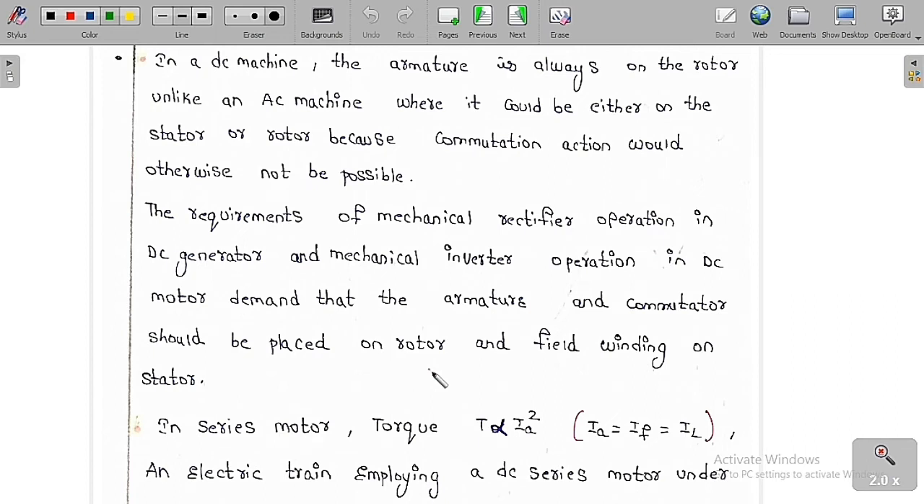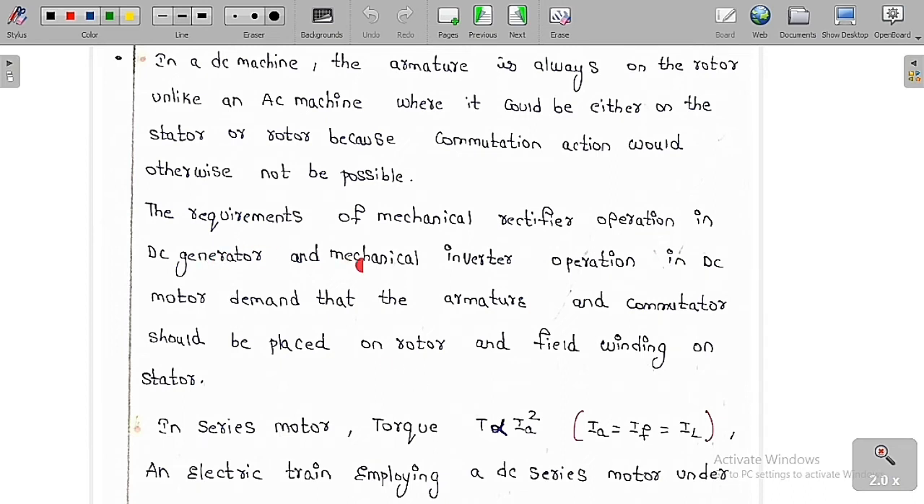So the armature and the commutator should always be placed together on the rotor itself. Then only can the mechanical rectification and mechanical inverter operations happen. This is the reason we always keep the field winding on the stator and the armature winding on the rotor, in combination with the commutator.